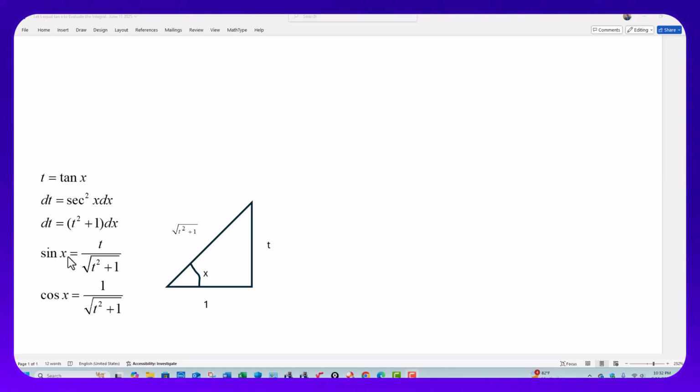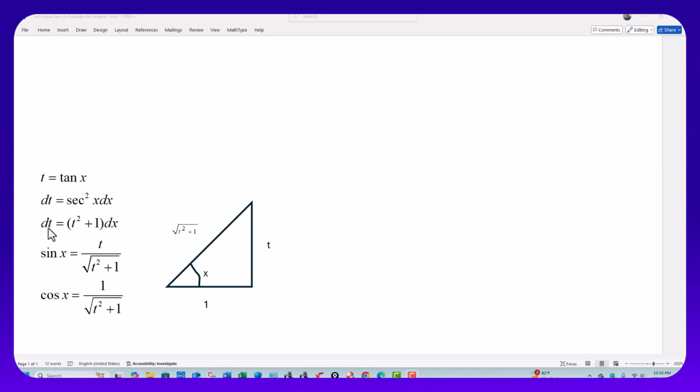Now in the integrand we have sine squared and cosine squared. If you square this expression, it gives you t squared over t squared plus 1. The radical is gone. Cosine squared, if you square this out, is 1 over t squared plus 1. Secant squared, of course, is the hypotenuse over the adjacent side, square root of t squared plus 1 over 1, so that's how we get this for the secant squared.